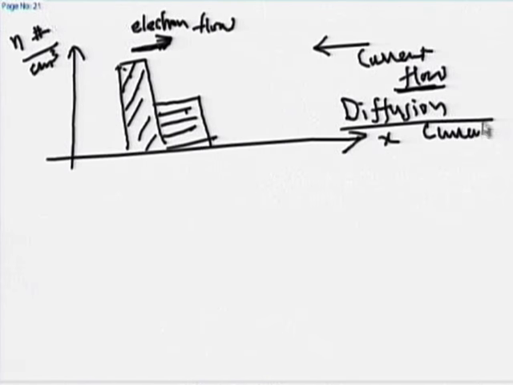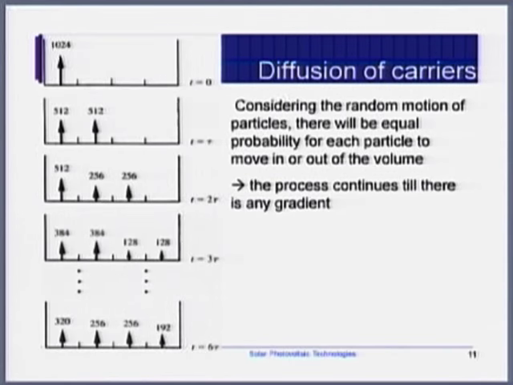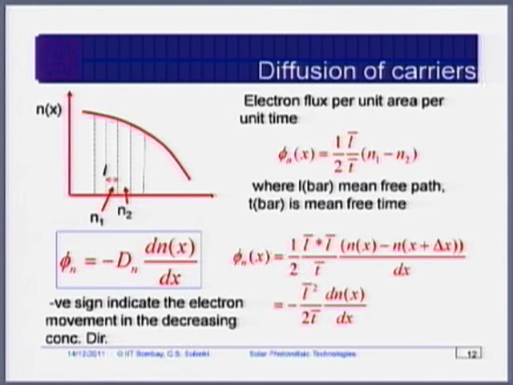What was the term earlier for the electric field current? The term was the drift current. This current is called the diffusion current. Okay, so diffusion occurs. I will not explain in detail why diffusion occurs. It is very clear that the carrier will move from high concentration to low concentration. So diffusion occurs. This is the mathematical expression for the flow of the electrons due to the concentration gradient.